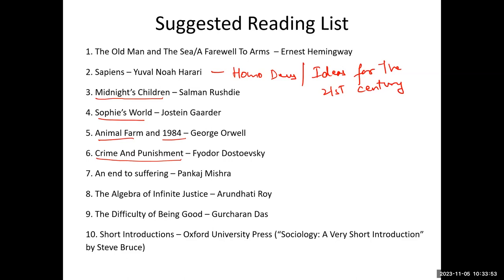All the current issues that India is facing, you can read about them in the book called The Algebra of Infinite Justice by Arundhati Roy. This is a collection of essays through which she explains all the different things that are happening, and lots of things can be eye openers.